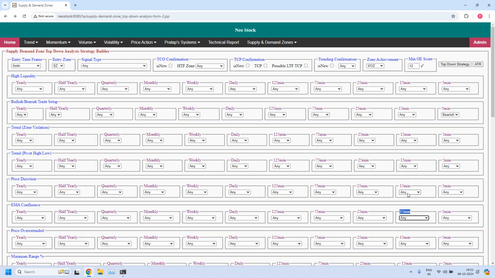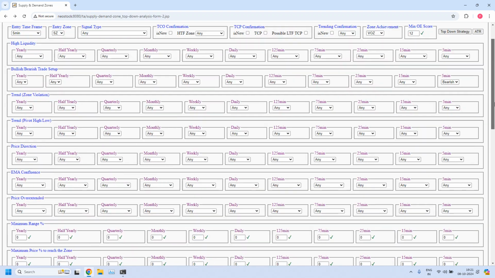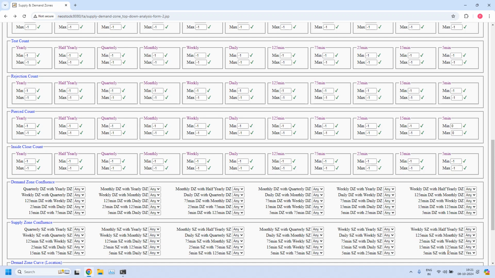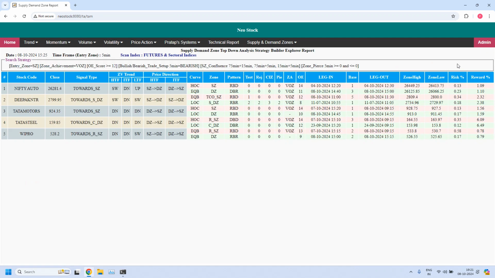First I need to remove this EMA filter. Now we have only LTF, ITF confluence. Earlier how many filtered? 7. Out of 7 we should look for even HTF confluence. How many will filter? In the supply zone confluence, we already enabled 5 minute supply zone with 15 minute supply zone. I am adding the new filter, 5 minute supply zone with 75 minute supply zone confluence, and also 15 minute supply zone with 75 minute supply zone confluence. That is LTF, ITF and HTF supply zone confluence. We got 5 stocks. Out of 7, 5 stocks are filtered.